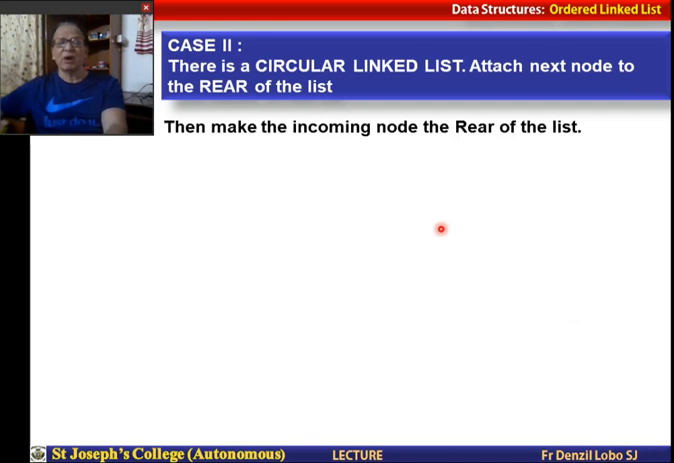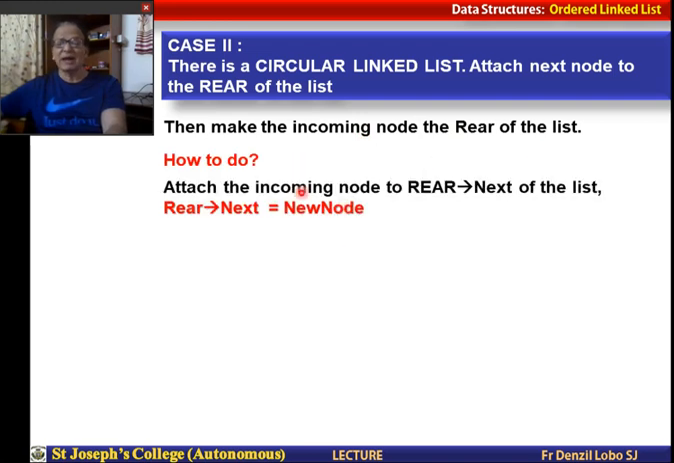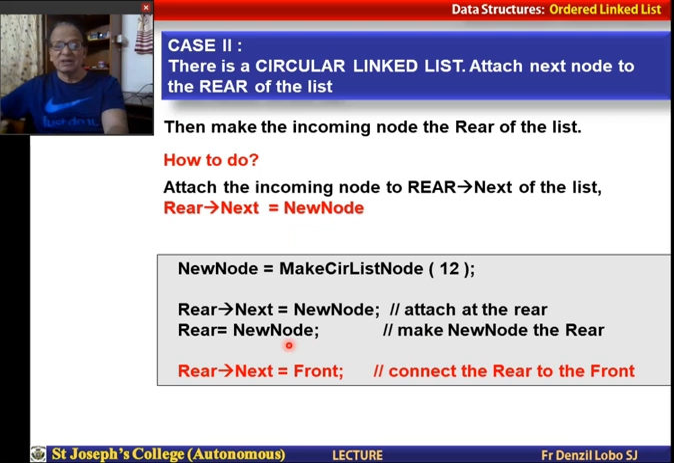Let us see how we do it. We make the incoming node the rear of the list. How to do that? Attach the incoming node to rear next. At the moment rear next is pointing to front. So you remove that. You say rear next is equal to new node. So I'm attaching the new node at the end of rear. Now you have to make the new node the rear. That is what we are doing.